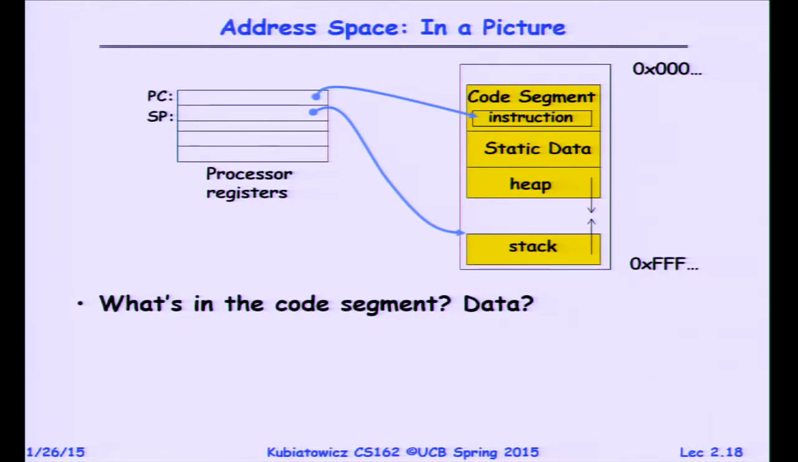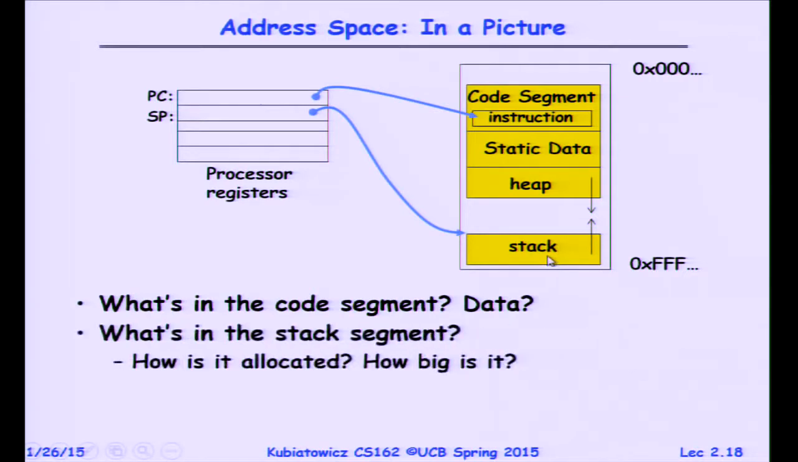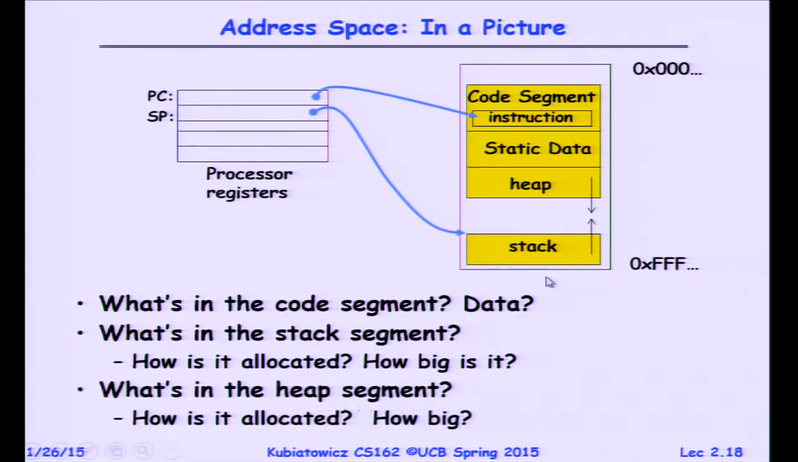Okay, so those static data are in the static segment, and then you have the heap and stack segments. Stack segment we already talked about. Heap segment we already talked about. So basically the address space is the container for all of these pieces we've already talked about.